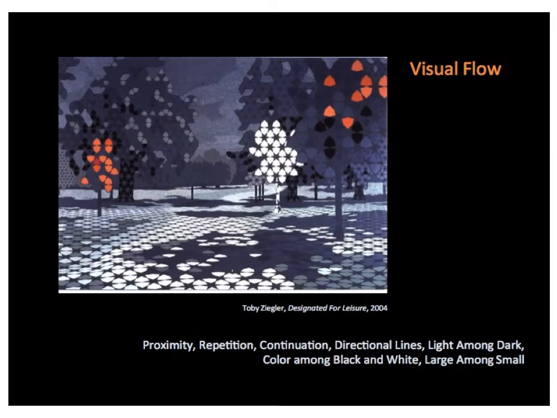This one uses proximity, repetition, continuation, directional lines, light among dark, and color. So we've got our focal points. We also have some other objects leading us, these lighter objects, leading us back in through the page, back up around, back down, leading us throughout the picture plane.